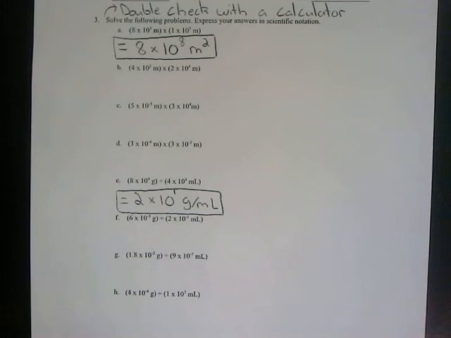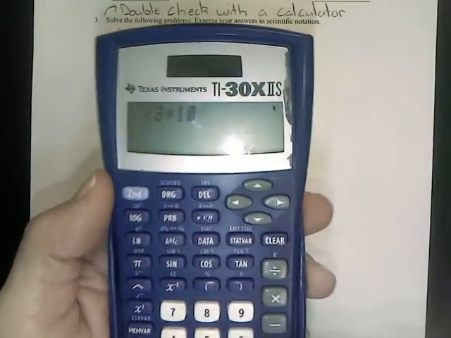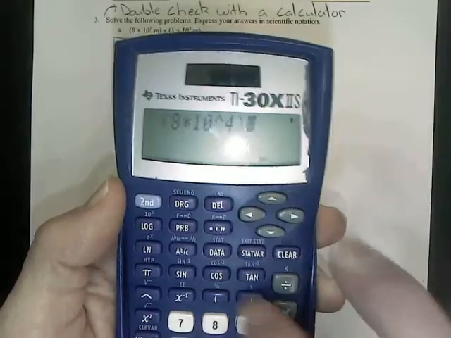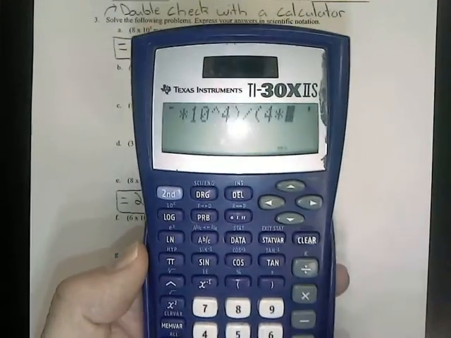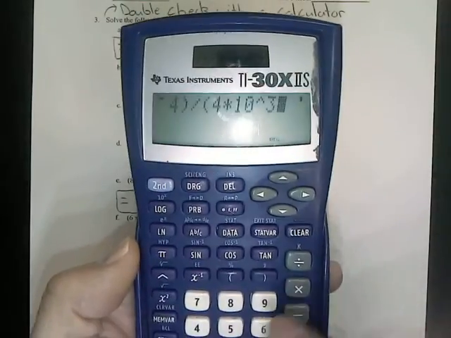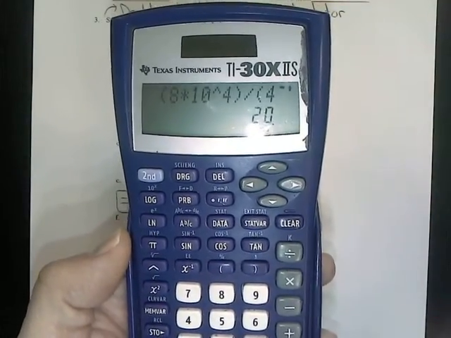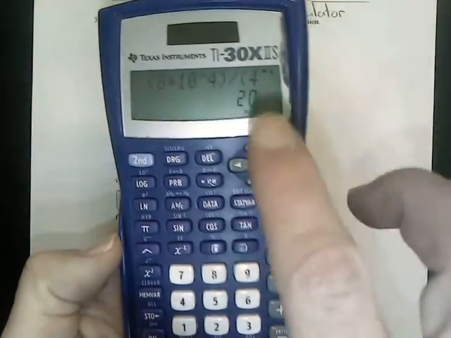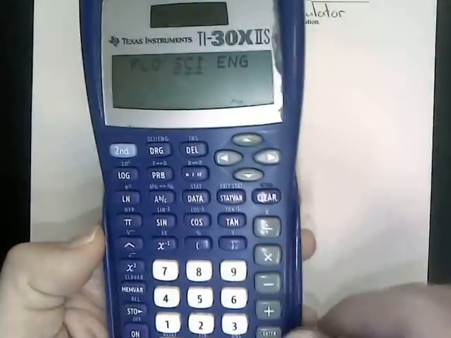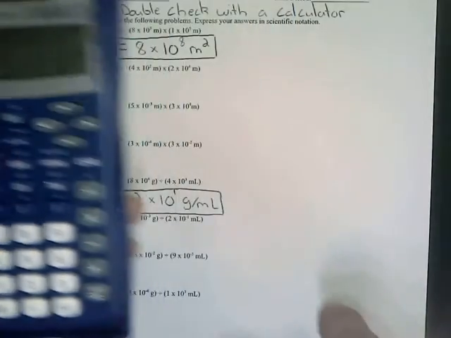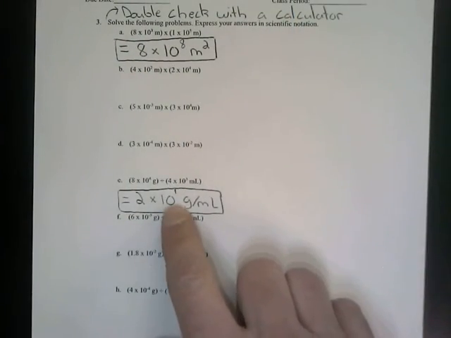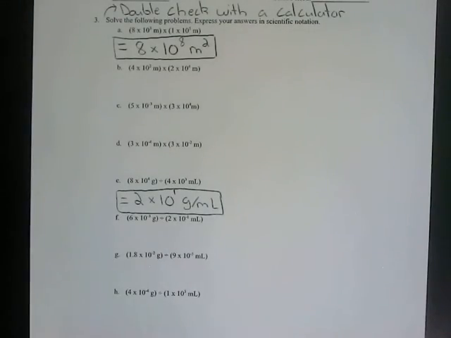So what we do, I'm going to put this back in standard mode here. We have 8 times 10 to the 4th divided by 4 times 10 to the 3rd. We press enter. That equals 20. Again, we're not in scientific notation mode. We get into scientific notation mode. Check that out. 2 times 10 to the 1st, 2 times 10 to the 1st. So our answers do check out.